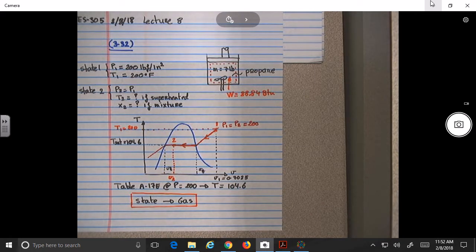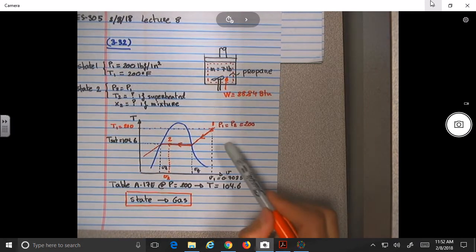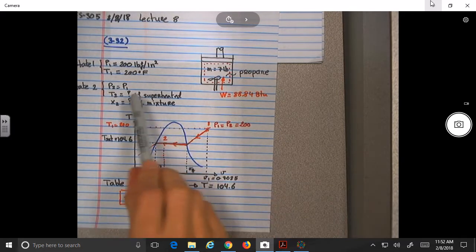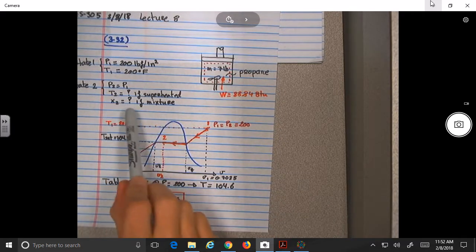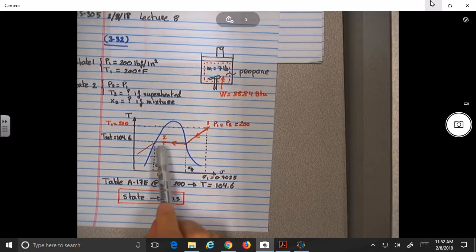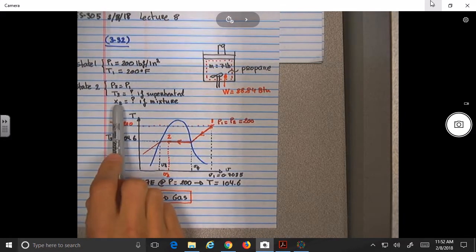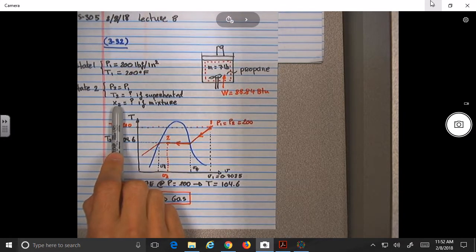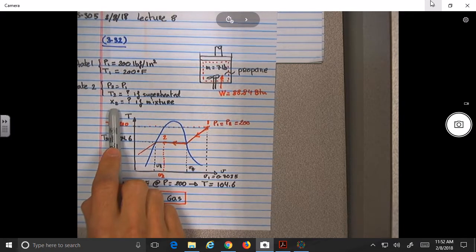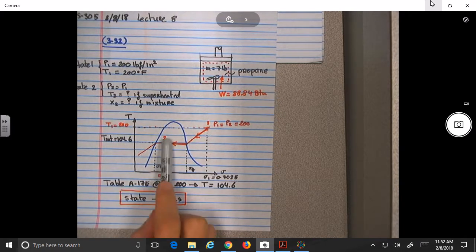So the problem is asking for what? If point 2 was in this area, they wanted to know the temperature. If point 2 was in the mixture area, they want to find the quality factor. So what was the quality factor? The quality factor is the amount of gas within the mixture.